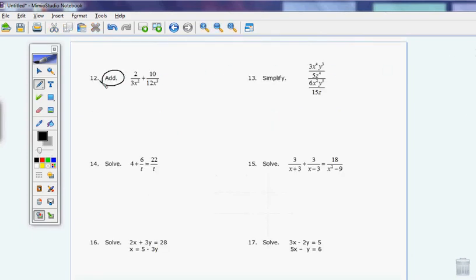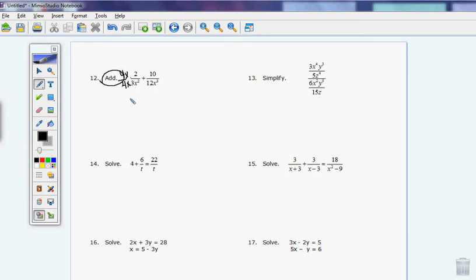Again, we're adding here, so we need a common denominator. Well, the number that 3 and 12 both go into is 12. So I don't need to multiply this by anything. I need to multiply this here by 4 over 4. Now, between the variables, we don't want the smallest amount, we want the largest amount, because we want them both to be the same. So actually I have to multiply this by x over x as well.